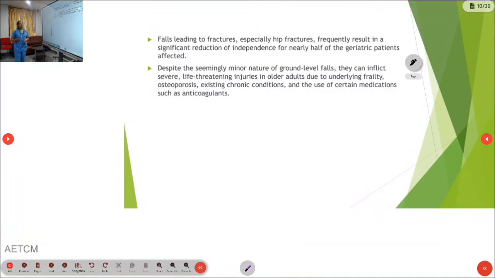So fall leads to trauma. Trauma can be fractures, especially hip fracture, which will reduce independence in the elderly patient. Morbidity is more than mortality in elderly people. Even a ground-level, minor fall can cause a life-threatening serious condition in the elderly due to frailty, osteoporosis, existing chronic conditions or underlying medication such as anticoagulants or antiplatelets.